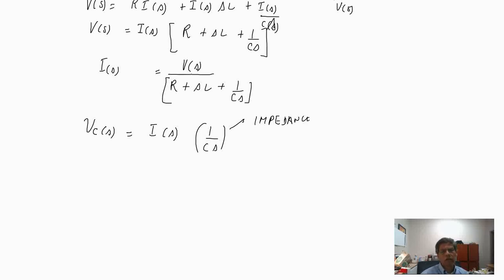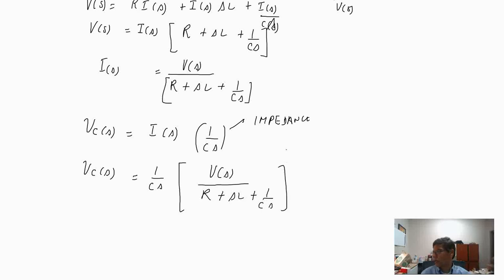Well, we're almost there now, right? So now all we got to do is plug this into this one. So V_C(s) is essentially going to be 1 over Cs times I(s), and we know I(s), so let's put it over here. V_s(s) divided by R plus sL plus 1 over Cs. Doesn't look that bad, does it?